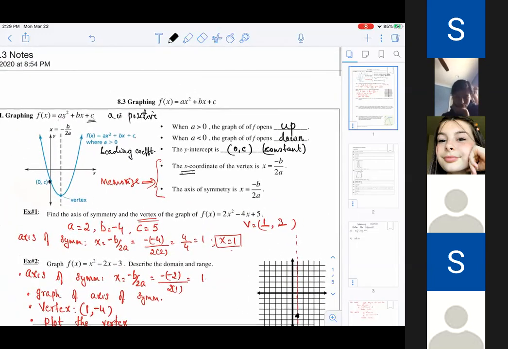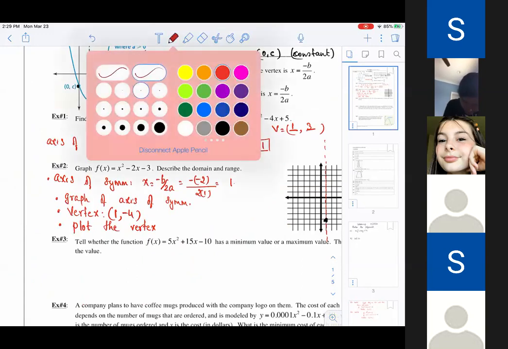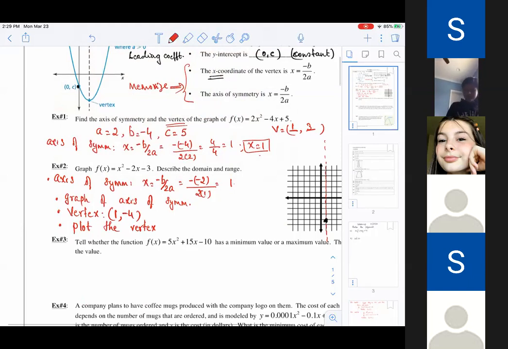Can you guys tell me what's the y-intercept of this equation? If you kind of forgot, look at this right here. How do you find the y-intercept of this function? It's the constant. What is the constant in this problem? -3. Negative 3. So what is the y-intercept? -3. Correct. Next, the y-intercept is 0 comma negative 3.